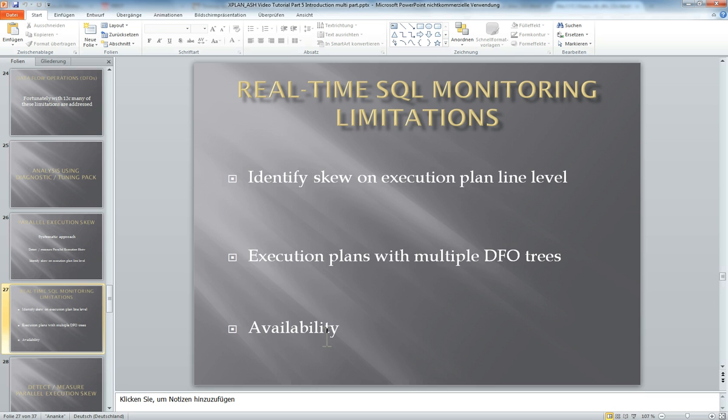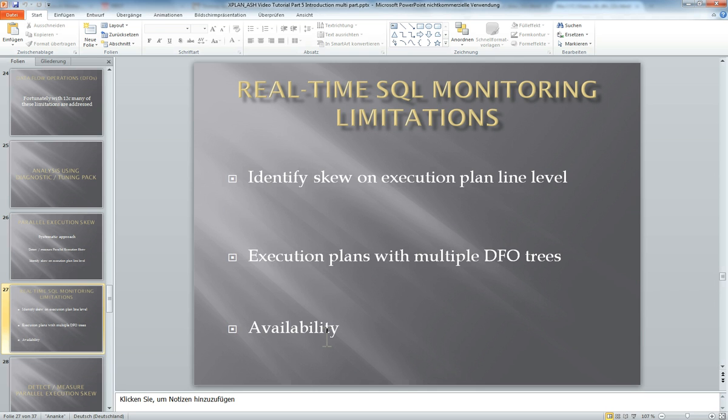Then we have the problems with these multiple DFO trees and these various inconsistencies, misleading information about the degree, no information about different degrees, and also this bug with the duplication of activity, and the availability. And all of these things should be addressed with my explain-ash tool.